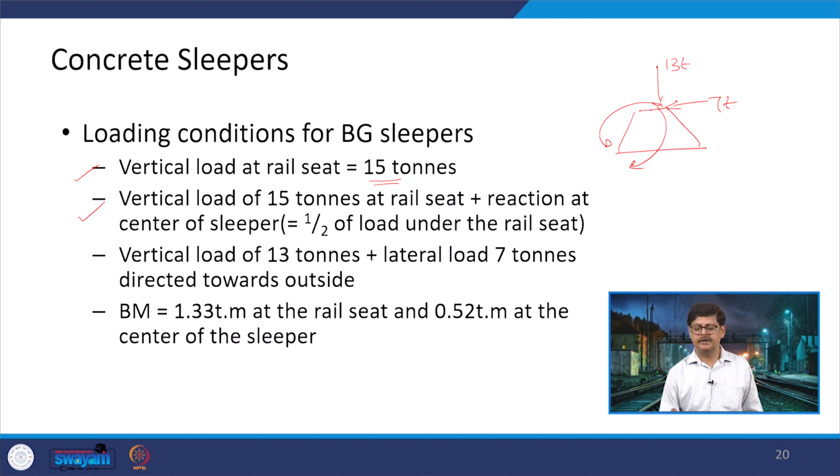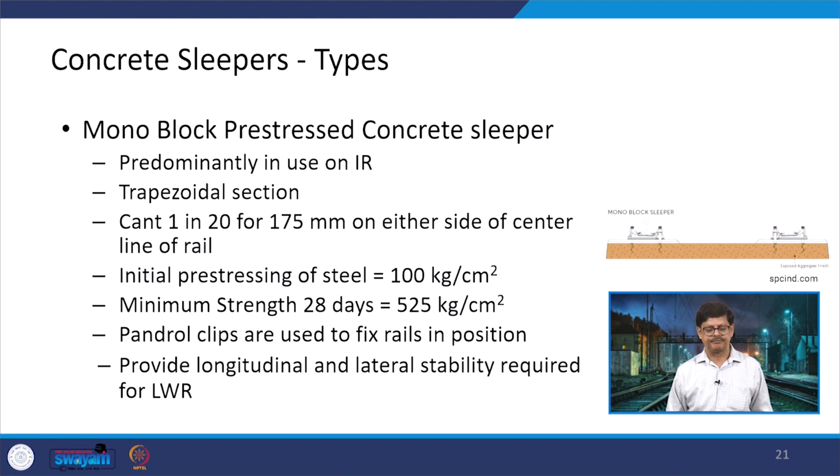So, if the rail is being provided on top of this, then stresses or moments are going to be created at the base. And another one is the bending moment, as I was saying, there will be a possibility of bending moment. So, it is 1.33 ton meter at the rail seat and 0.52 ton meter at the center of the sleeper. So, these are the 4 conditions which are being considered while designing these sleepers.